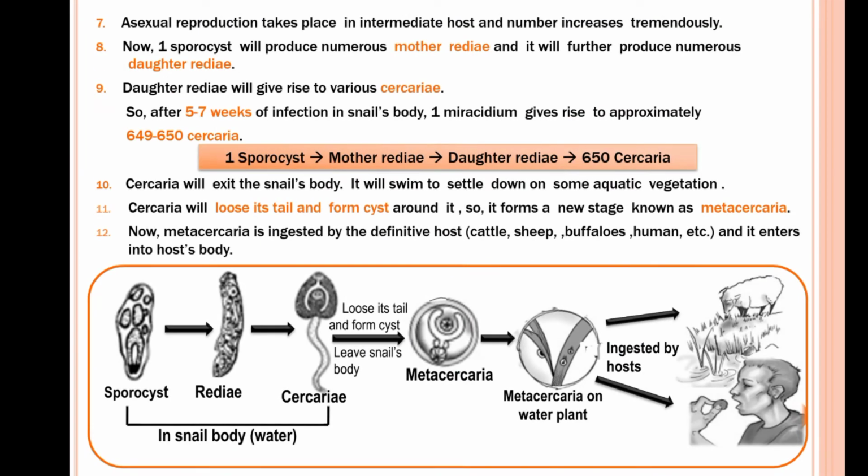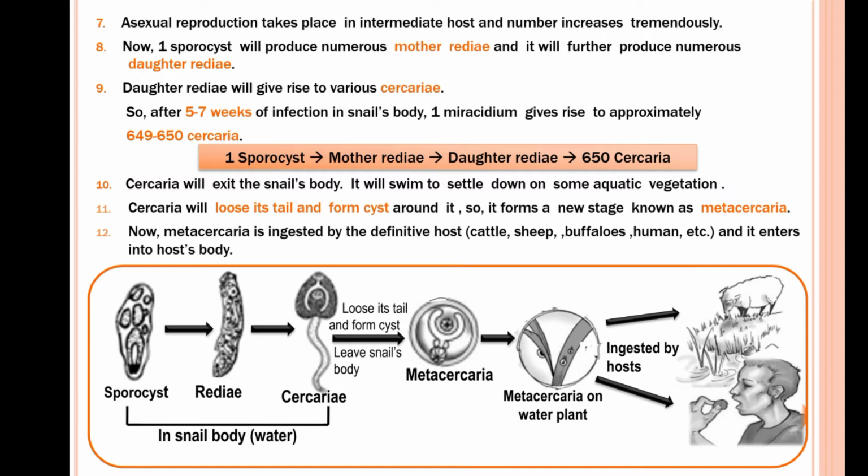Asexual reproduction takes place in snail's body and number increases tremendously. So one sporocyst will produce numerous mother rediae and it will further produce numerous daughter rediae, and daughter rediae will give rise to various cercariae. So after 5 to 7 weeks of infection in snail's body, one miracidium gives rise to approximately 649 to 650 cercaria. Cercaria has a tail, so it helps in locomotion.